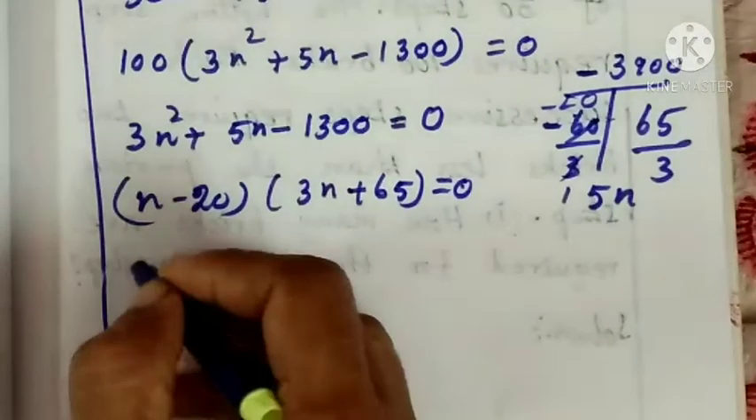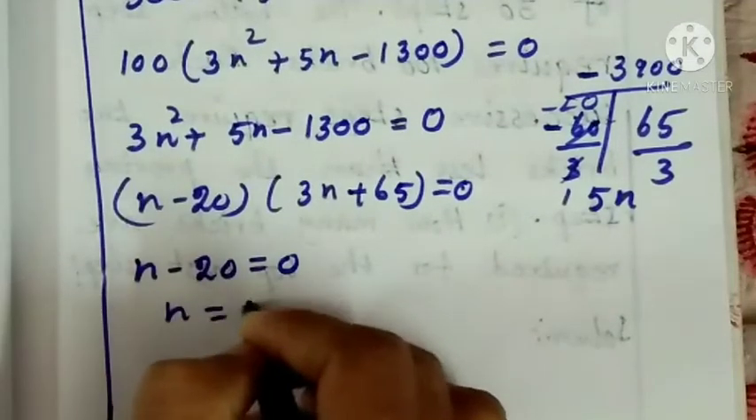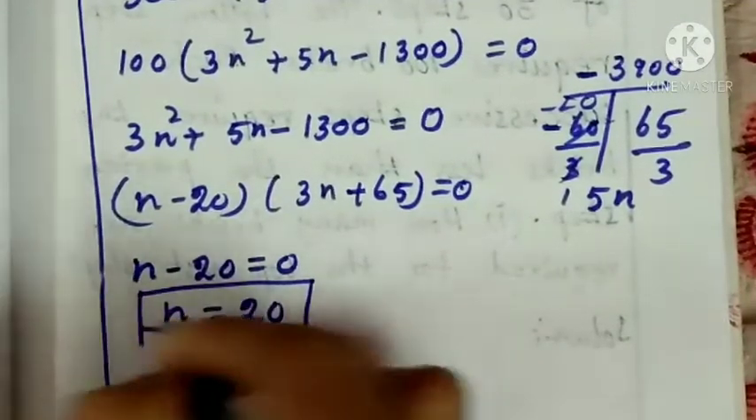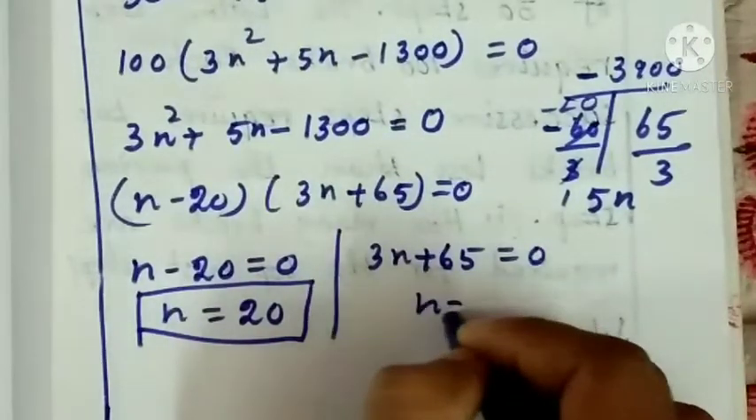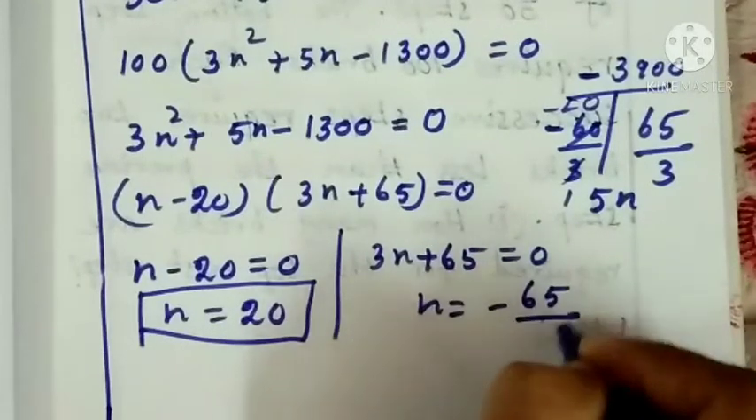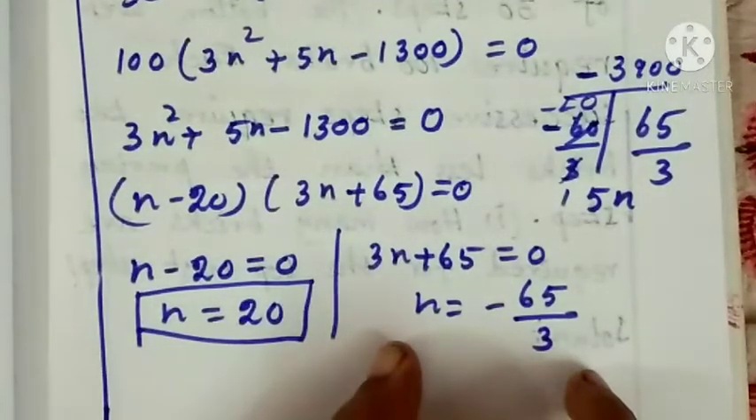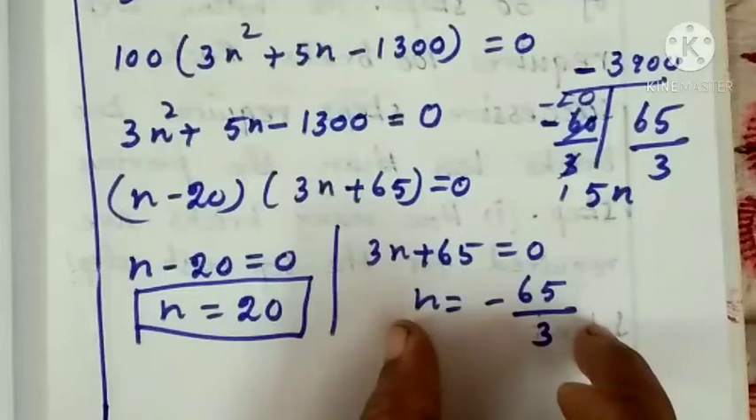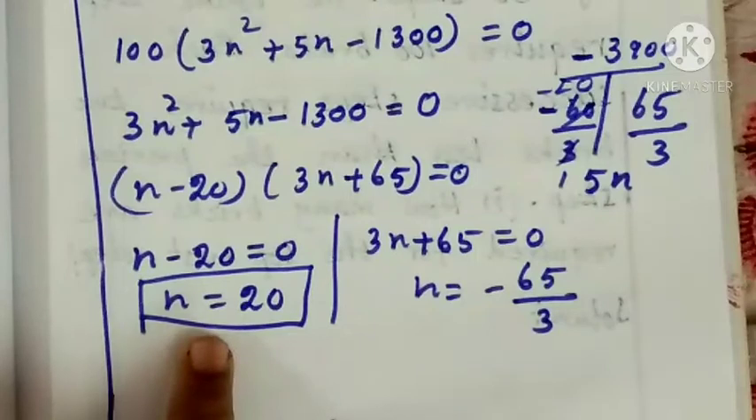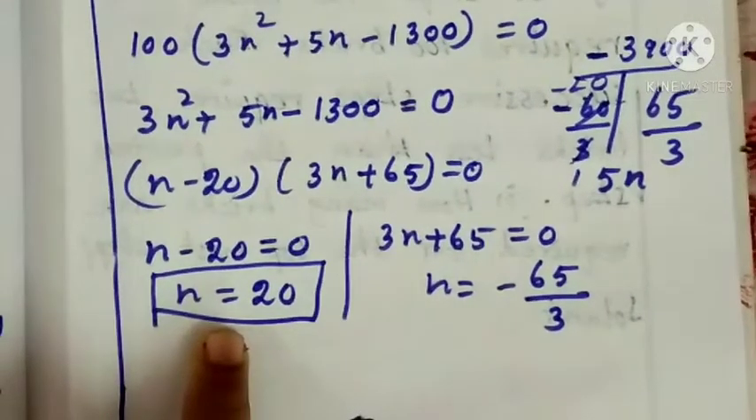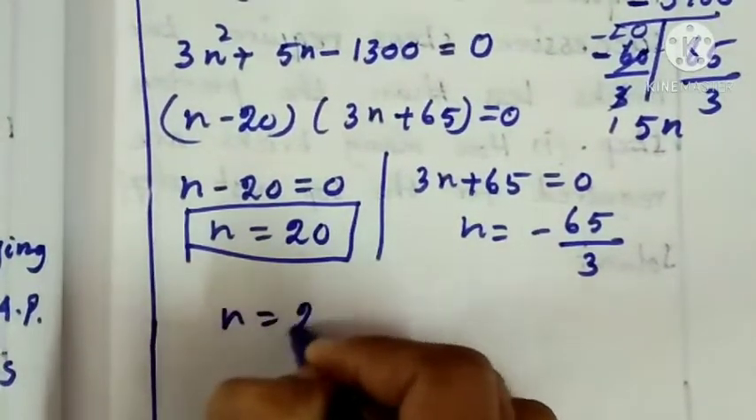Therefore, here n minus 20 is equal to 0. Therefore, n is equal to plus 20. Then 3n plus 65 is equal to 0. Therefore, n is equal to minus 65 by 3. We know that negative value is not possible because number of terms cannot be negative or a fraction. We need to find the value of n, that always belongs to natural numbers. So, n is equal to 20.